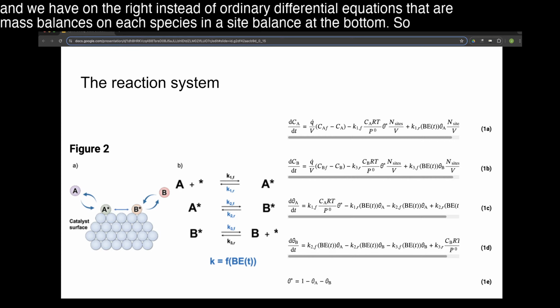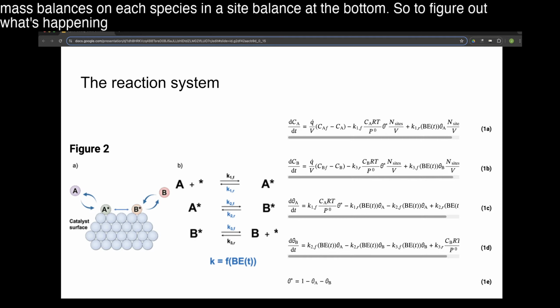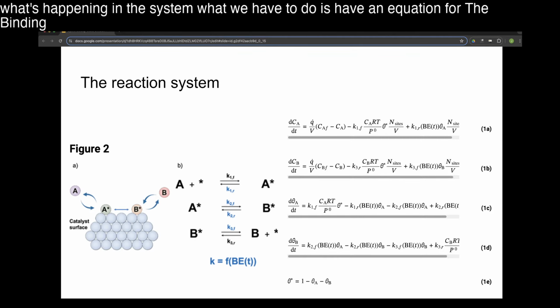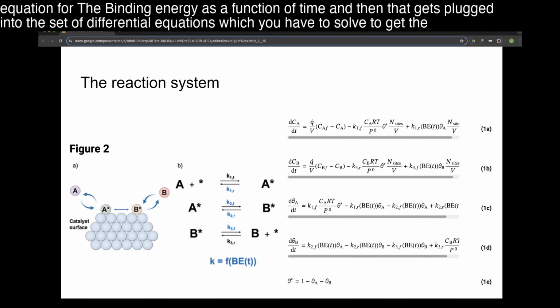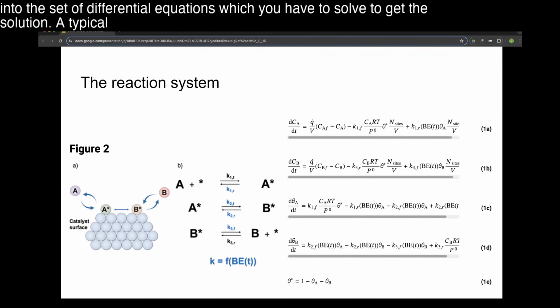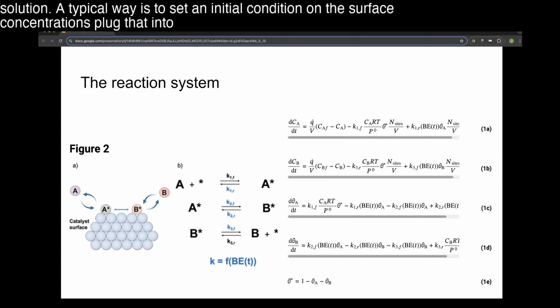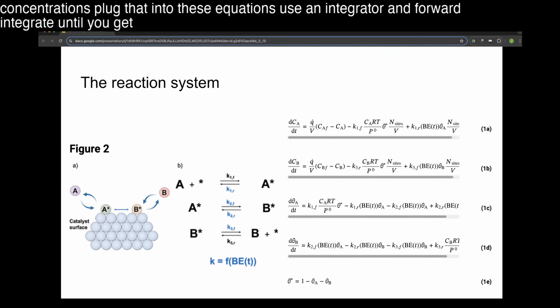So to figure out what's happening in this system, what we have to do is have an equation for the binding energy as a function of time. And then that gets plugged into the set of differential equations, which you have to solve to get the solution. A typical way is to set an initial condition on the surface concentrations, plug that into these equations, use an integrator, and forward integrate until you get cyclic steady state.